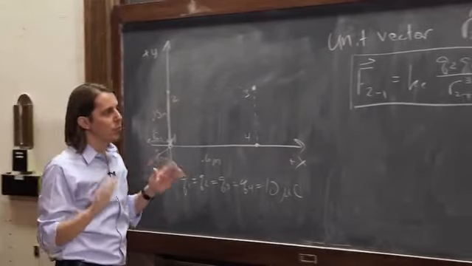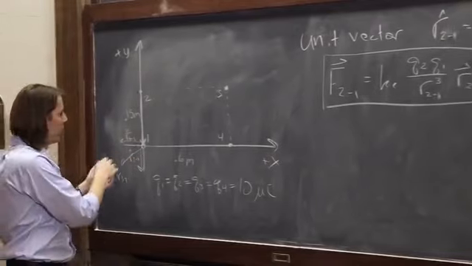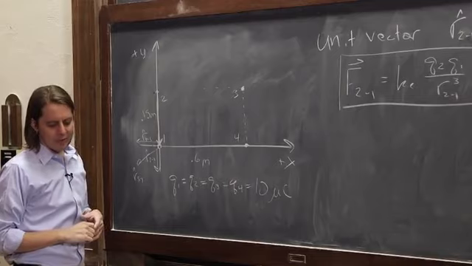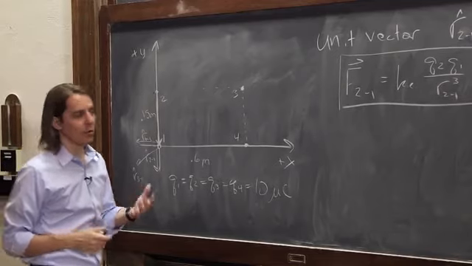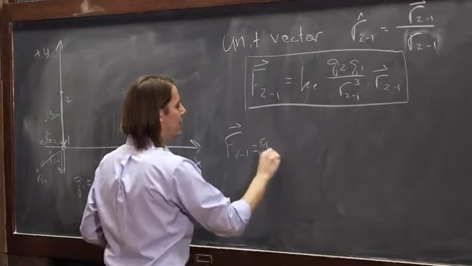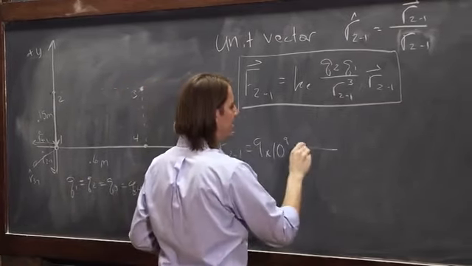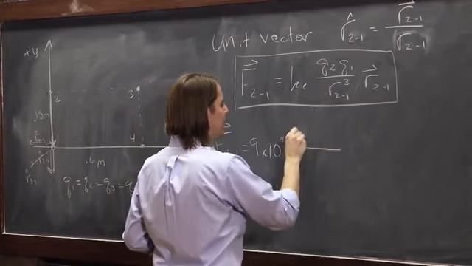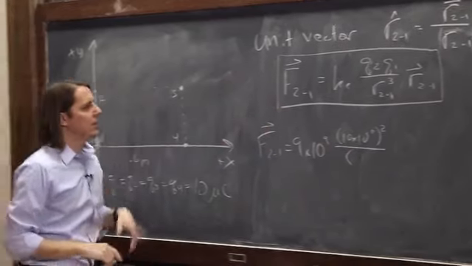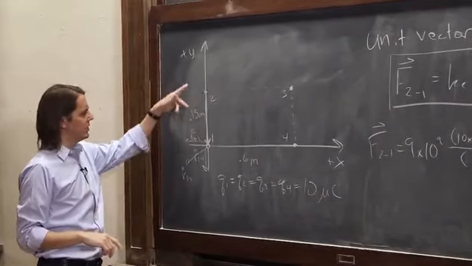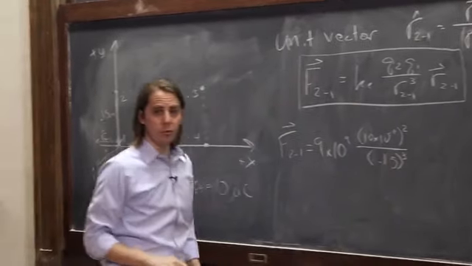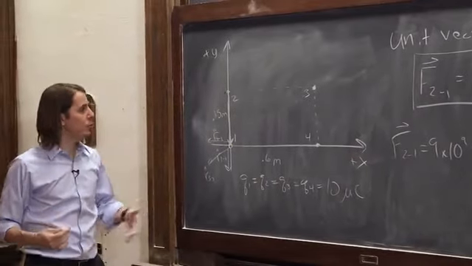It's just a way to write it where we don't have to guess what r hat 2, 1 is. Okay? So let's use it a few times, and let's see if it actually does anything for us. Okay? So let's write F21 is 9 times 10 to the 9, again, this is all MKS units, times 10 times 10 to the minus 6 squared over the separation cubed, which is 0.15 cubed. And now we just write the vector r 2, 1.